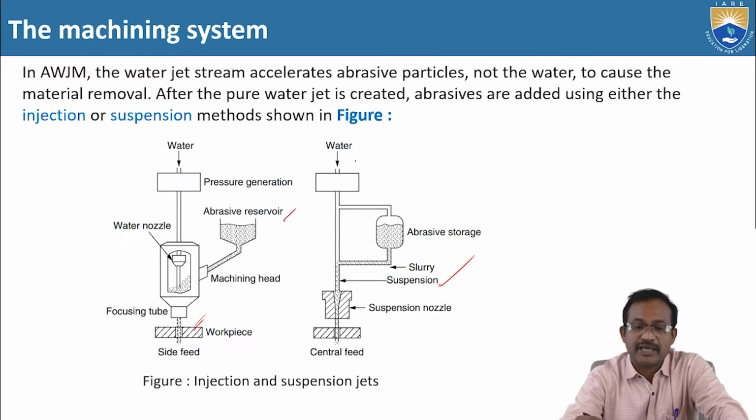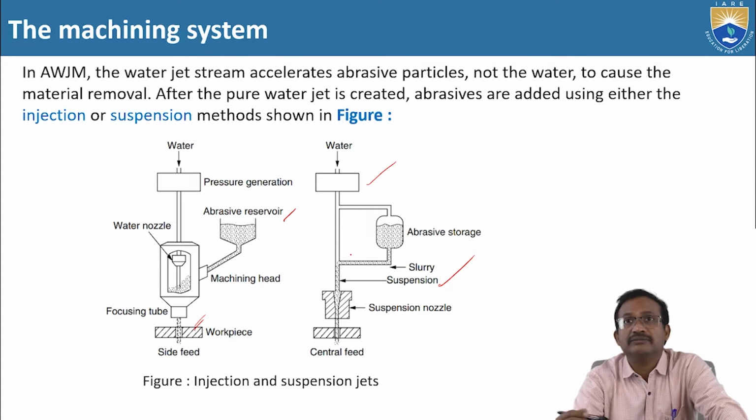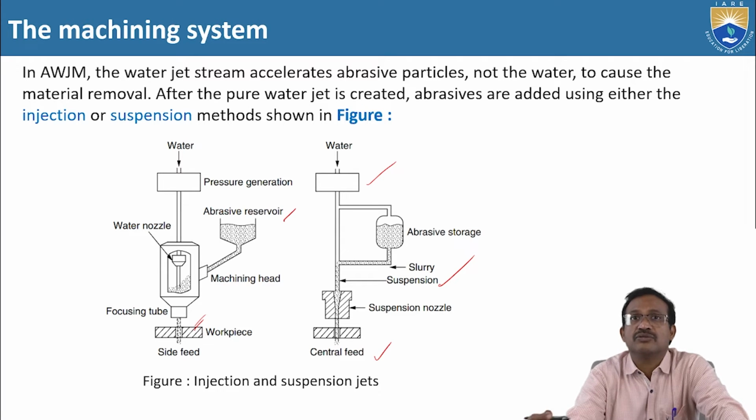Here in this, again water. Here also the pressure generation mechanism will be adopted, and consecutively the pressure of water will improve. This is the abrasive storage connected to the direct channel of this water again. Again it will pass through the main tube. Here a suspension is provided. The slurry will pass through this suspension, and this suspension nozzle accelerates the abrasive slurry, and with this central feed phenomenon, it cuts the workpiece surface. So these are the two mechanisms.